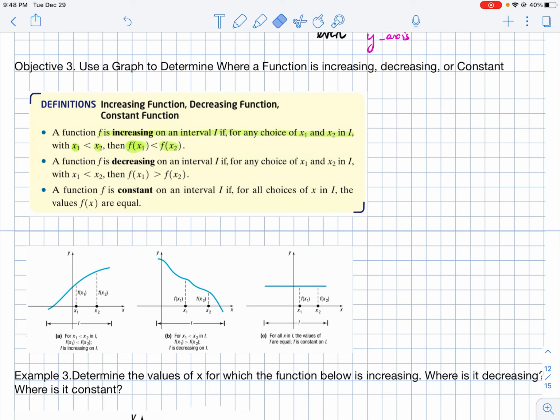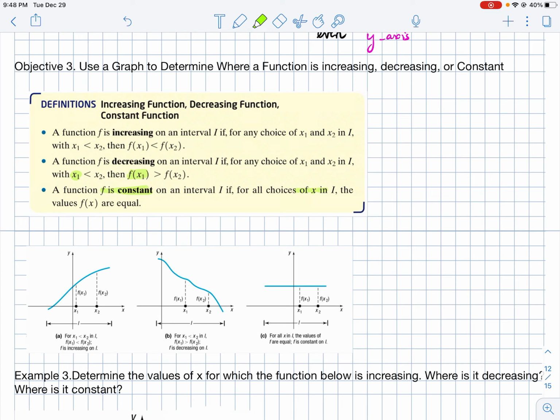The x1 is smaller, the output is smaller. The x2 is bigger, the output is bigger. Then you can conclude that the function f is increasing. For the second one, the function f is decreasing when the input x1 is smaller, but the output for the x1 you put in is bigger.